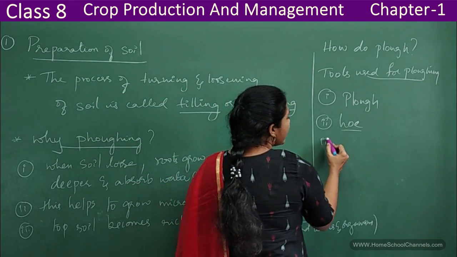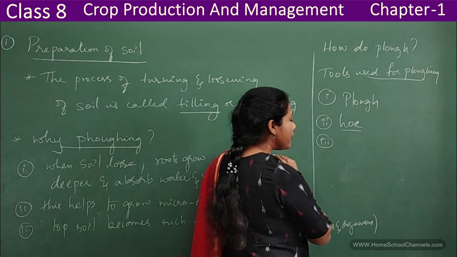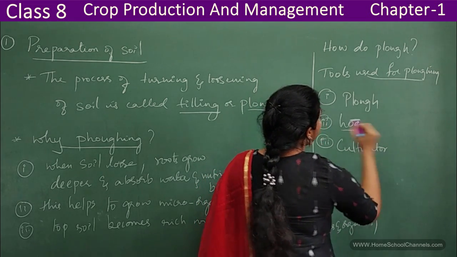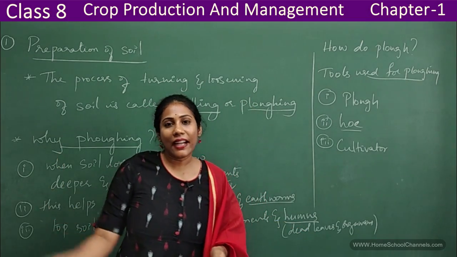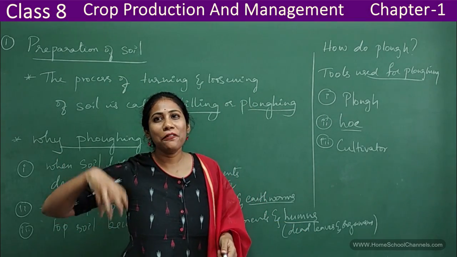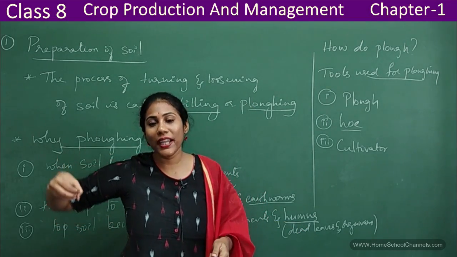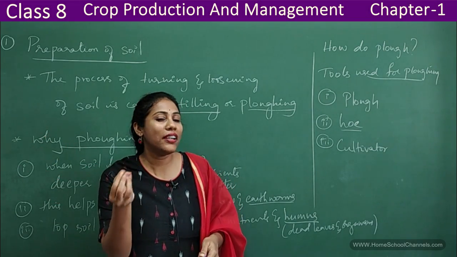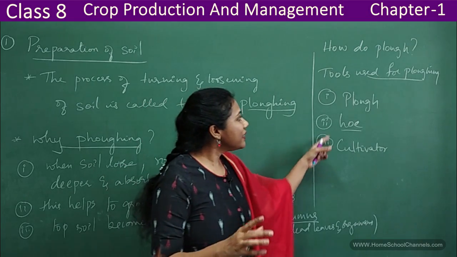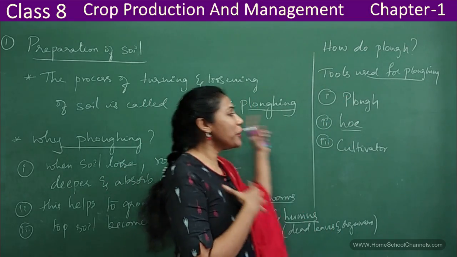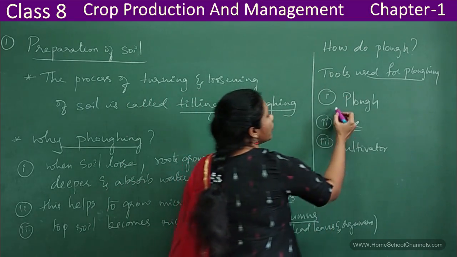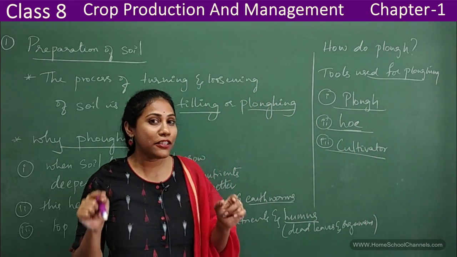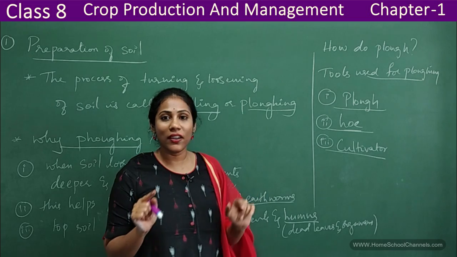And the third instrument, the modern technique that we are using nowadays, is the cultivator. Okay, so the cultivator is fixed to a tractor. As the tractor moves, the cultivator, which has sharp iron ends, will dig the soil. That helps for turning the soil. So these are the three tools that we can use for ploughing. Now we will discuss in detail what a plow is, what a hoe is, and what a cultivator is. And I'll show you a beautiful visual also on these things.